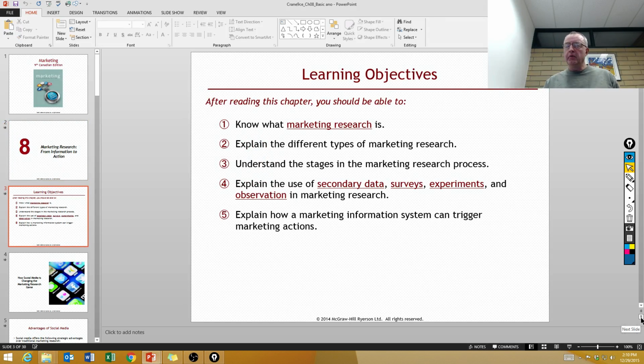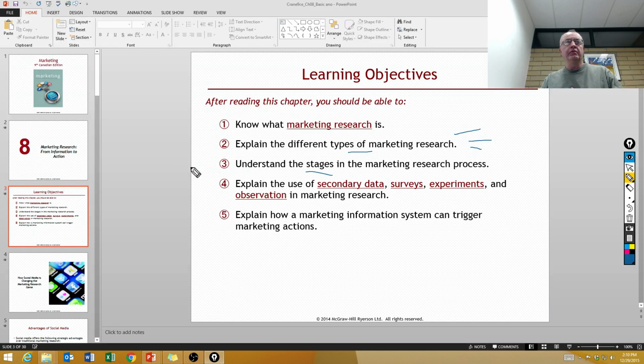Okay, so in Chapter 8, we look at the definition of marketing research. We look at three different types of marketing research: exploratory, descriptive, and causal. Then we look at four stages in the marketing research process. So the first stage is defining the marketing problem. The second stage is designing the research approach. The third stage is actually collecting the data and analyzing it. And the fourth stage is drawing conclusions and writing a report.